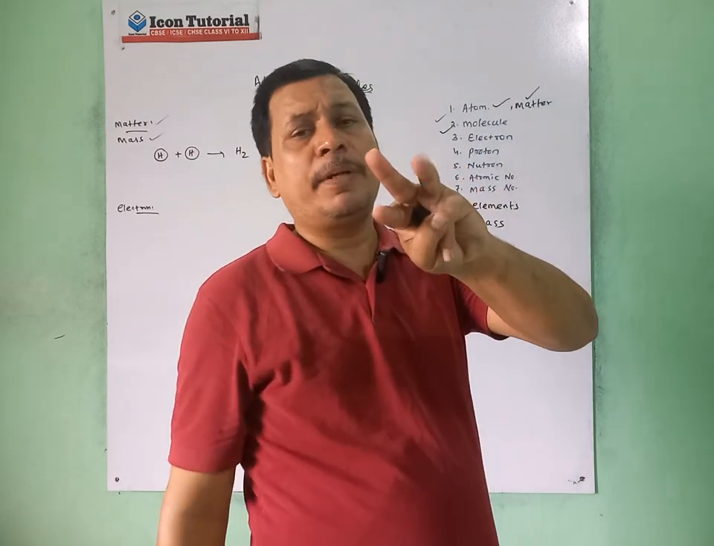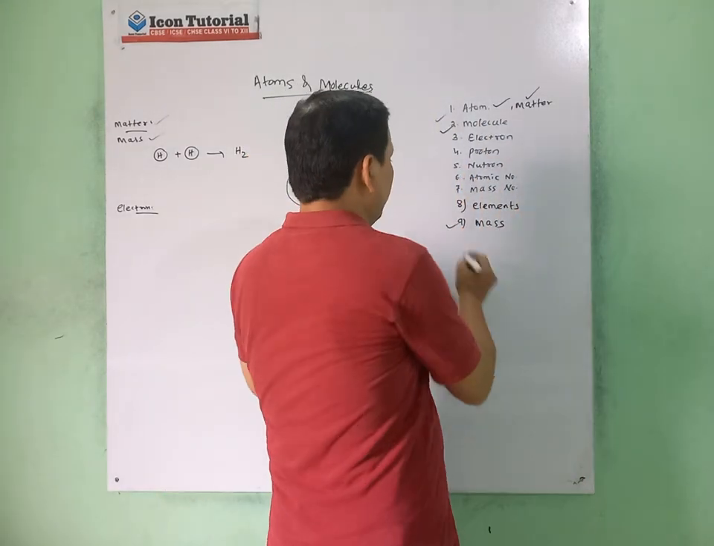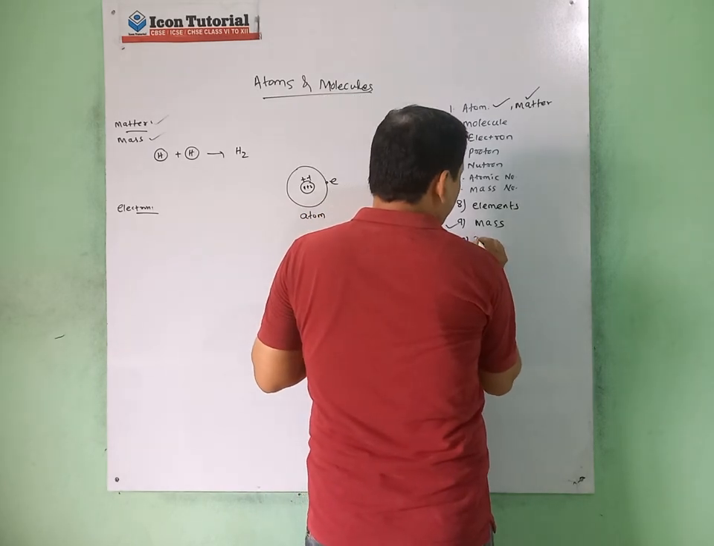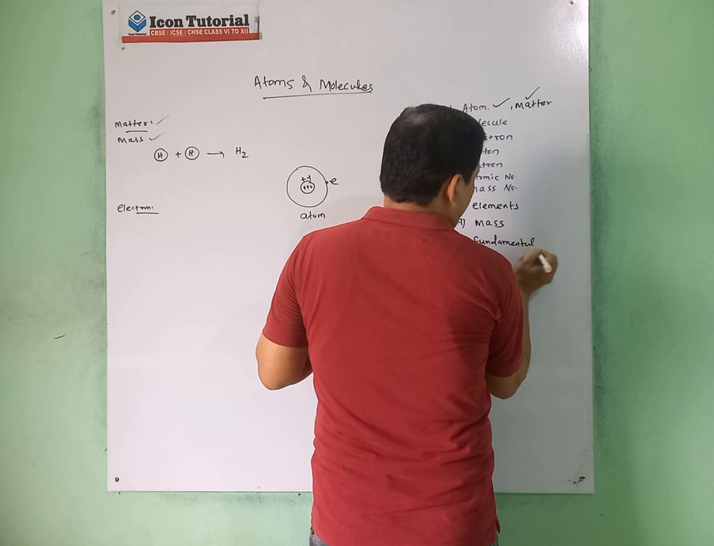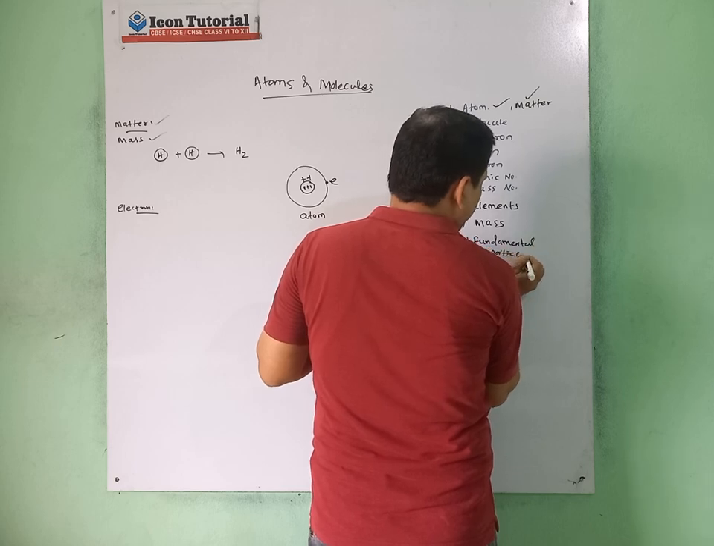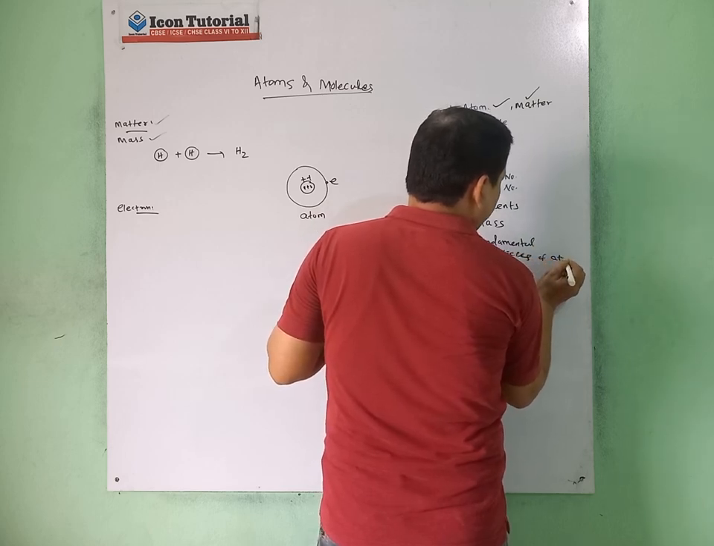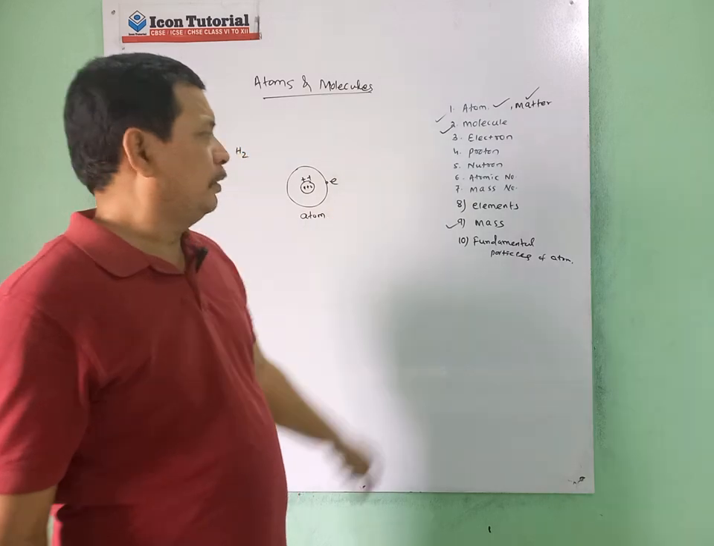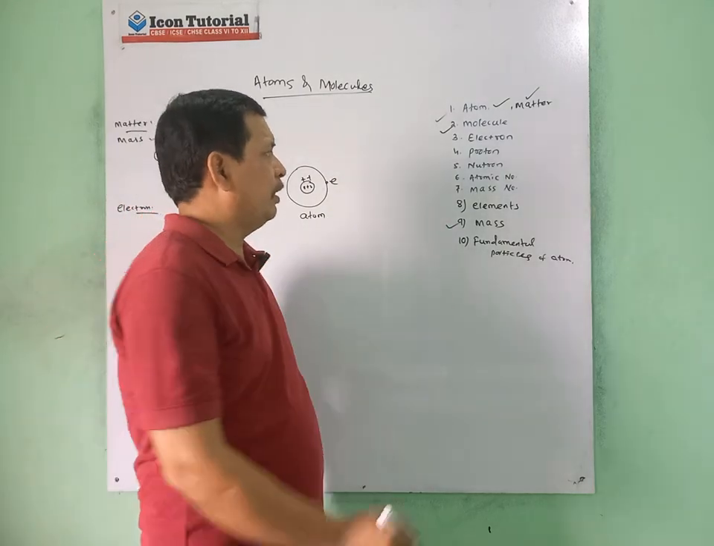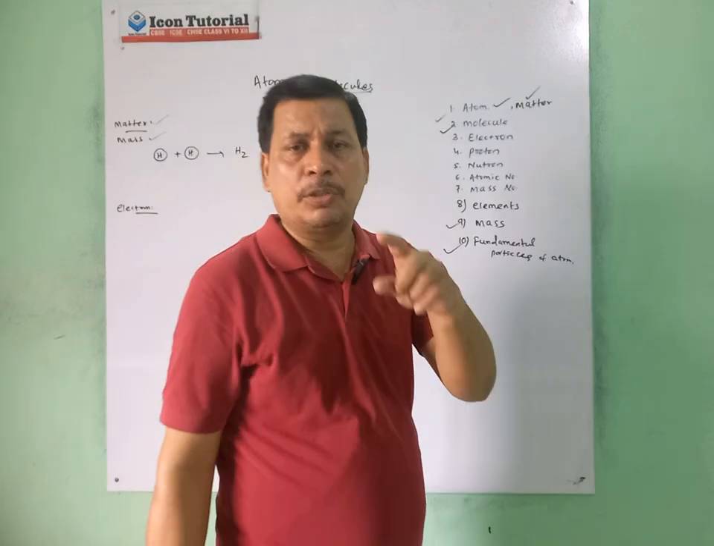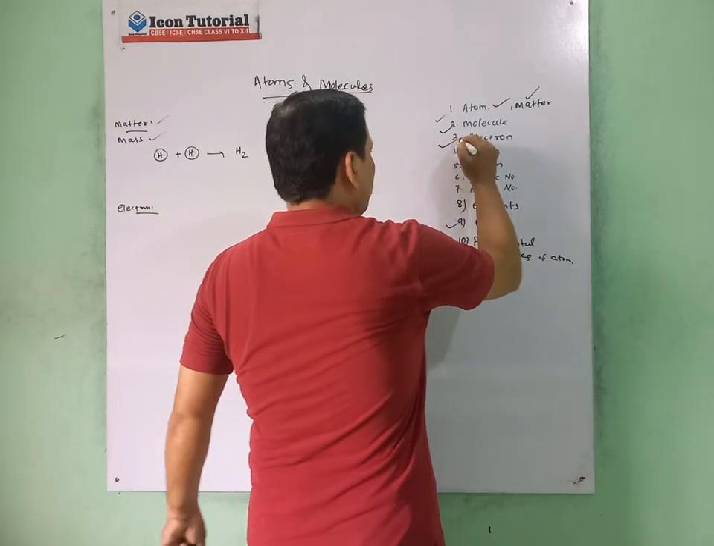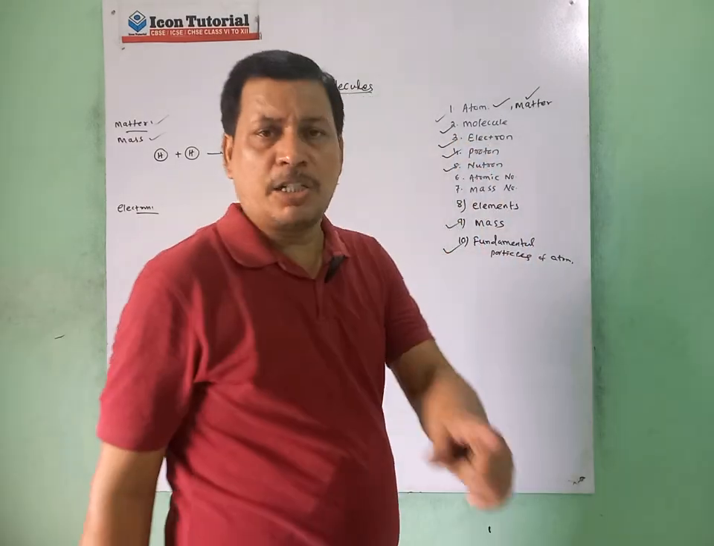So, three fundamental particles of an atom. The fundamental particles of an atom are known as electron, proton and neutron. Electron, proton and neutron are the three fundamental particles of an atom.